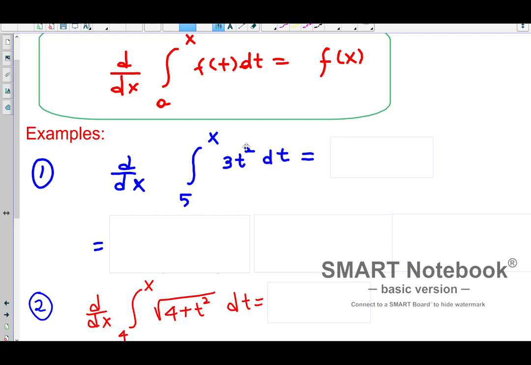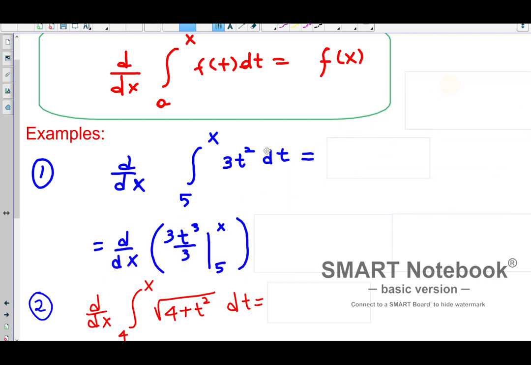I would take an antiderivative of 3t squared, which is 3t to the 3 over 3. But don't forget there's a derivative up front, and now you're going from 5 to x. Plug in x for t. Of course, the 3's cancel. You're going to have x to the third minus, plug in 5 for t, you get 5 to the third, or 125. So now differentiate everything. The derivative of x cubed is 3x squared, and the derivative of the constant is 0.